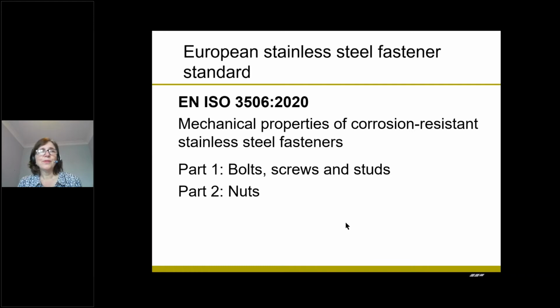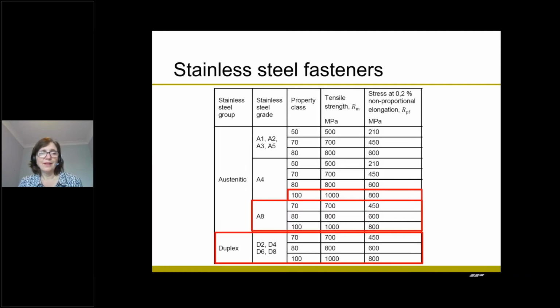And I've put on this slide here some of the different strength properties you can get in your stainless steel fasteners. You can get austenitic and duplex. These red boxes show the new additions to the 2020 standard. So you can get austenitic and duplex, and you designate them A for austenitic, D for duplex, not surprisingly.